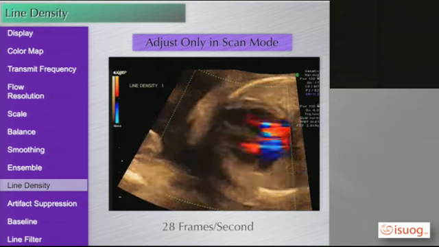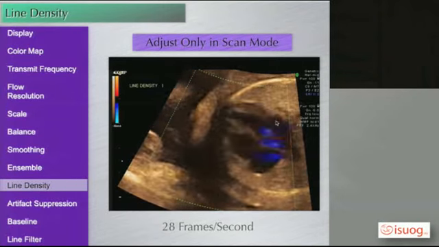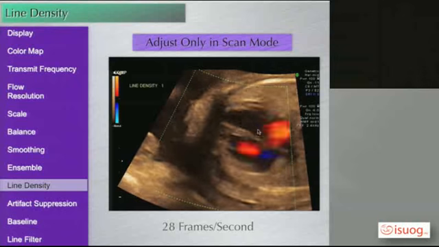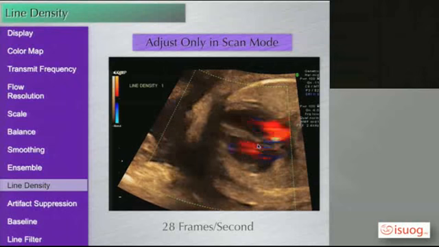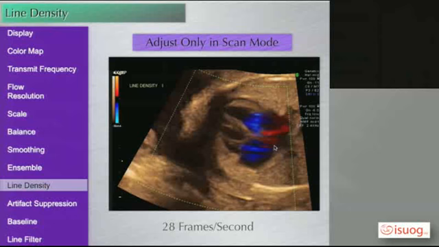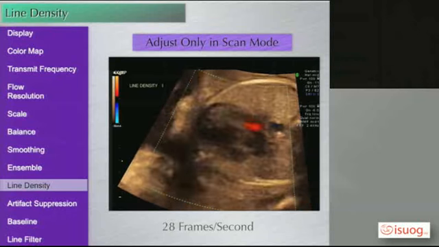This image illustrates a line density of 1. Notice that the frame rate is 28. The definition of the color Doppler image is blurry, lacking detail, and covers the interatrial septum. This would be considered artifact.